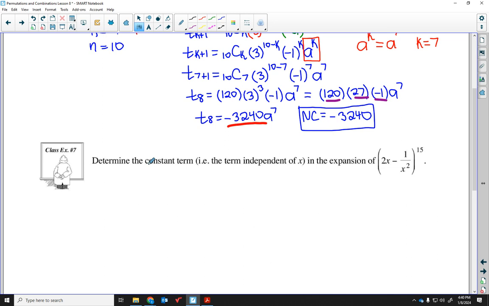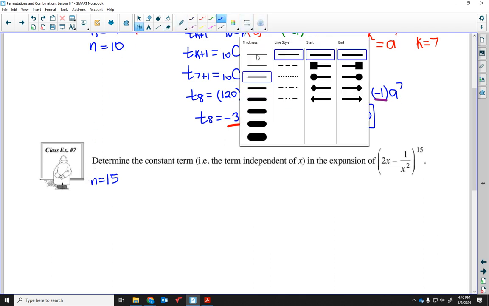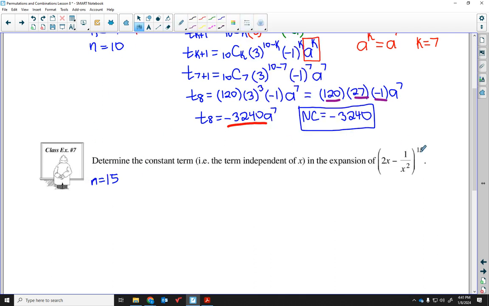Now, it says determine the constant term. So the constant term is not going to have a variable in it in the expansion of 2x minus 1 over x squared, all to the power of 15. Now, the thing you have to be careful about right here is that some people might say, okay, well, n is equal to 15. Yeah, that's totally true. And if n is equal to 15, then it means that this binomial has 16 terms. And then what people usually assume is that the constant term is always the last term.